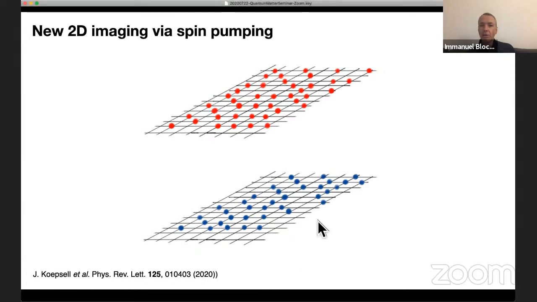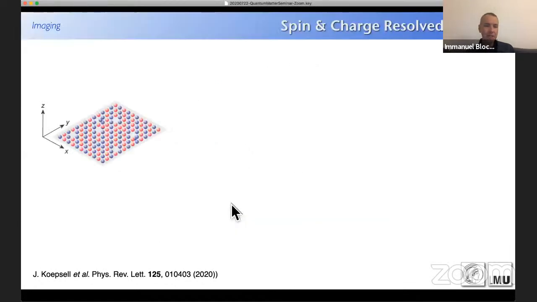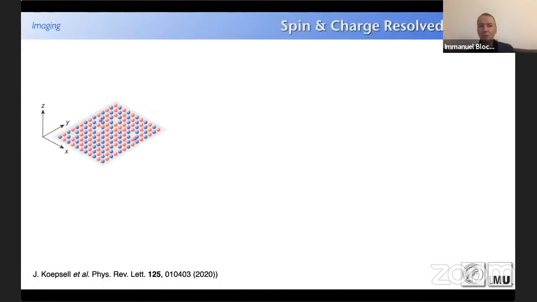The lower layer is only occupied by spin down particles. We separate them over large enough distances, and then we subsequently take photos of the upper and lower layer. So here's kind of a sketch of how this would look. This is your 2D system, just one configuration it could be in.